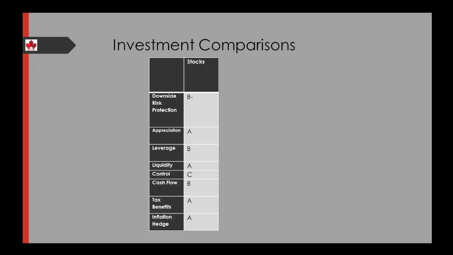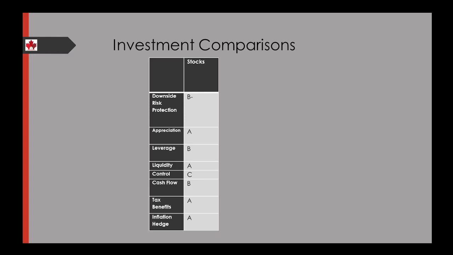Liquidity, you can hit the sell button and have your money in your checking account the next day at worst. Control is a C. You don't really have much in stocks. I mean, there are the annual general meetings where you can vote or you can fill out forms to vote, but overall, you're unlikely to get access to the CEO and be able to tell him or her what to do. Cash flow is a B.